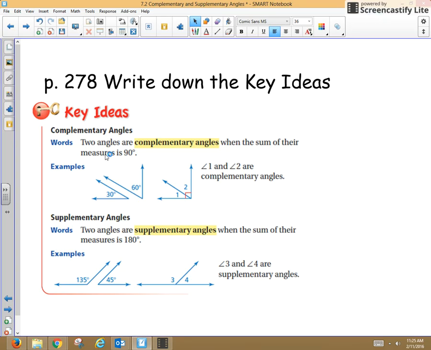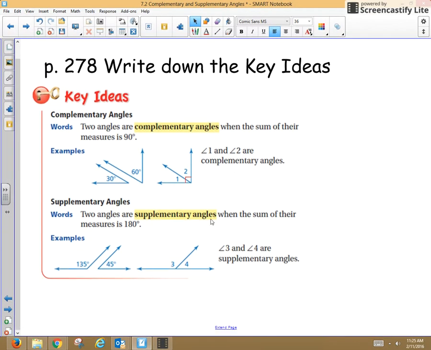Two angles are complementary angles when the sum of the measures is 90 degrees. So here we have an angle that's 30 degrees, and here we have an angle that's 60 degrees. When you find the sum, you add them together. So 30 plus 60 equals a 90-degree angle. So here we can see that angle 1 and angle 2 are complementary since they add up to 90 degrees.